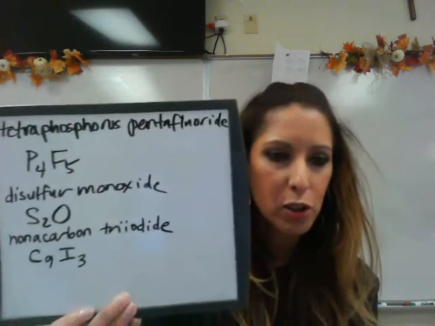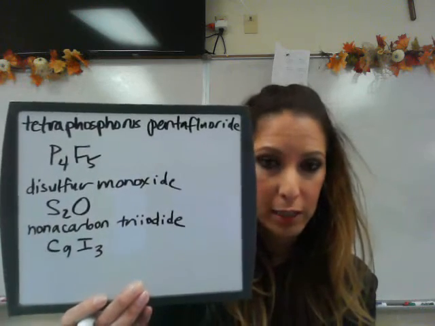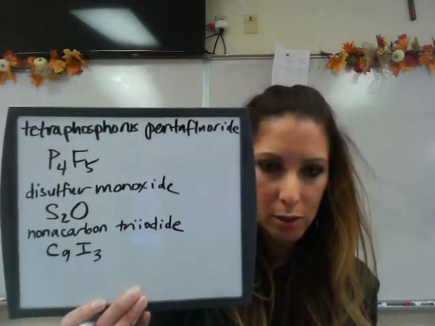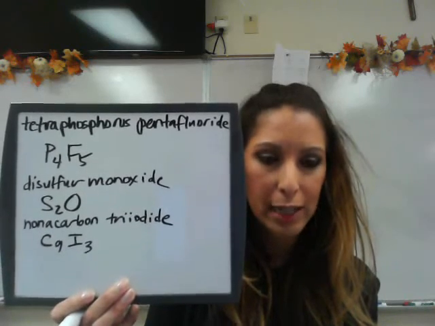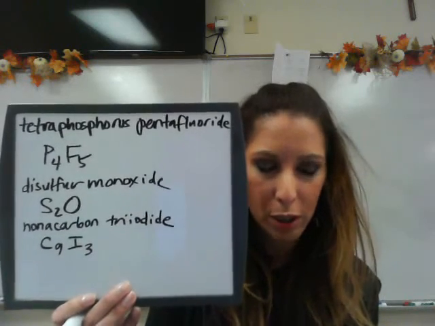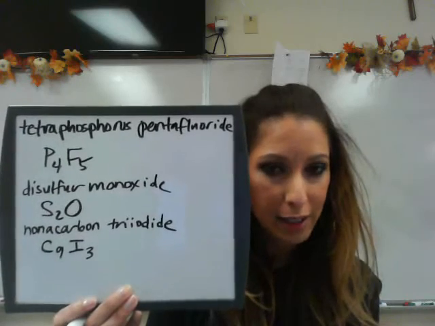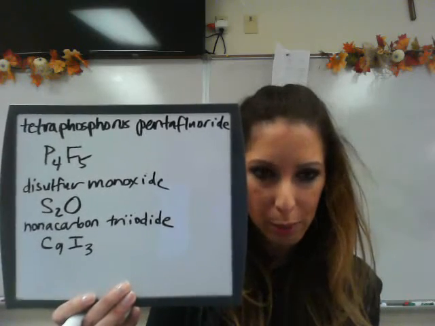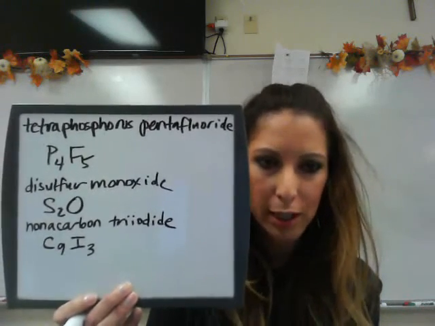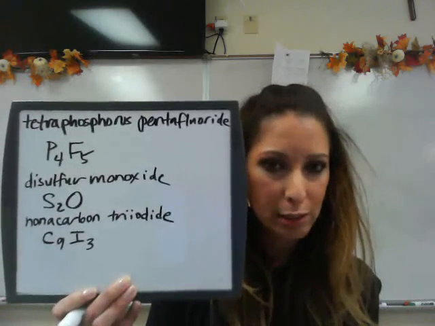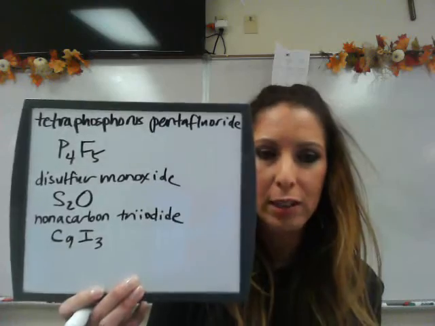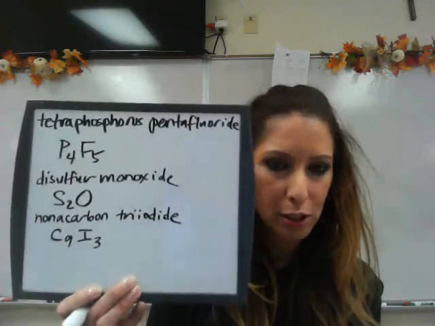Now, here comes a really common question. Students often ask me about simplifying subscripts on molecular compounds. Don't do it. Because if you simplify the subscripts on this compound, you would get C3I, which would have a completely different name. It wouldn't be nonacarbon triiodide. It would be tricarbon iodide. Okay, totally different. So do not simplify subscripts on molecular compounds.